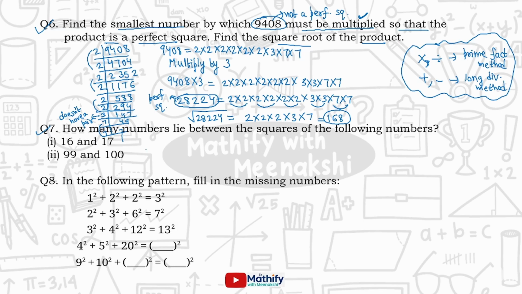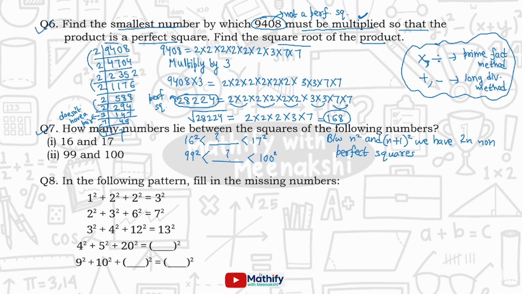How many numbers lie between the squares of 16 and 17? That means they are saying between 16 square and 17 square, how many numbers are there? You have to find. And similarly, between 99 square and 100 square, how many numbers do we have? Integers, they are saying. So you know one property that between n square and n plus 1 square, we have 2n non-perfect squares. So using this property, in our case, our n is 16 in the first, and the second is n plus 1, that's 17.